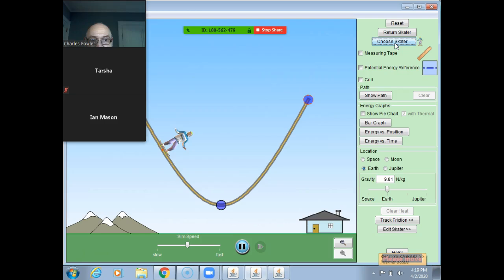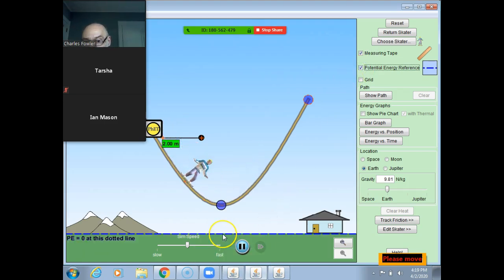get the mass at the same time, because you don't see it anymore. Okay, I suggest getting the measuring tape, and you see the PhET measuring tape there. We're going to use it later. It says potential energy reference. Click on that, and I put it down here at ground level. If you're all right with it there, leave it there.